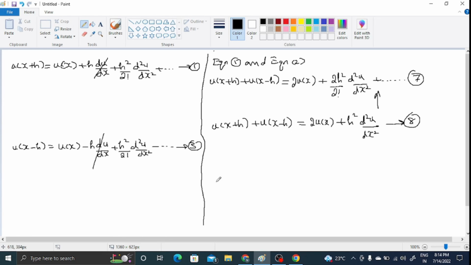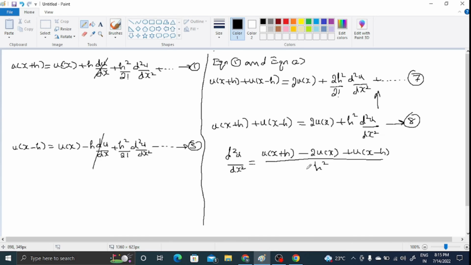So from this, what is d square u by dx square? Equal to what? We can write it as u of x plus h minus 2u of x plus u of x minus h divided by h square. d square u by dx square is equal to u of x plus h minus 2 into u of x plus u of x minus h divided by h square.